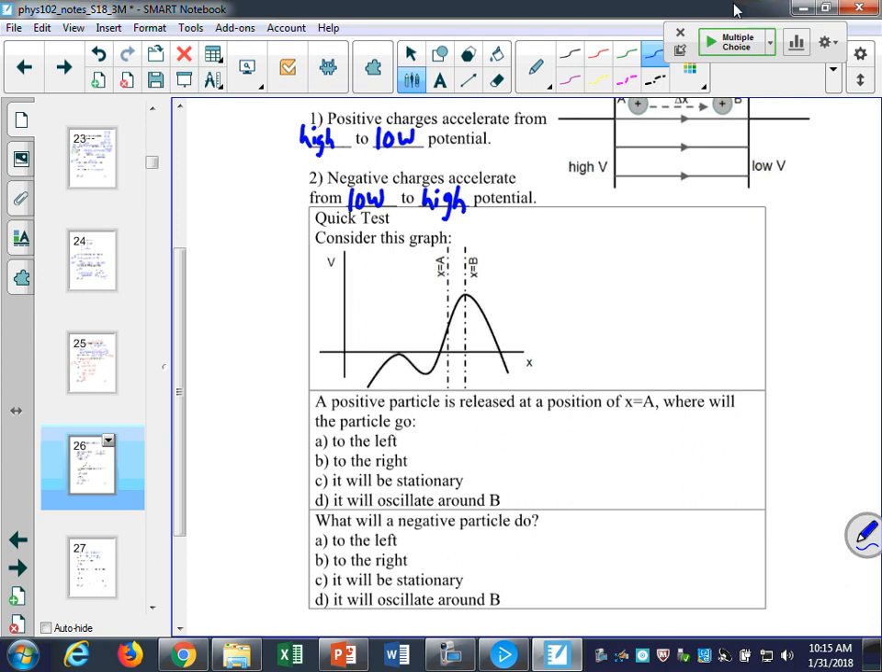Consider this graph. This graph shows potential versus X position. So we're just thinking of a charge in line land. Have you ever read Flatland? Well, line land is a one-dimensional land, and you can only move in this direction.